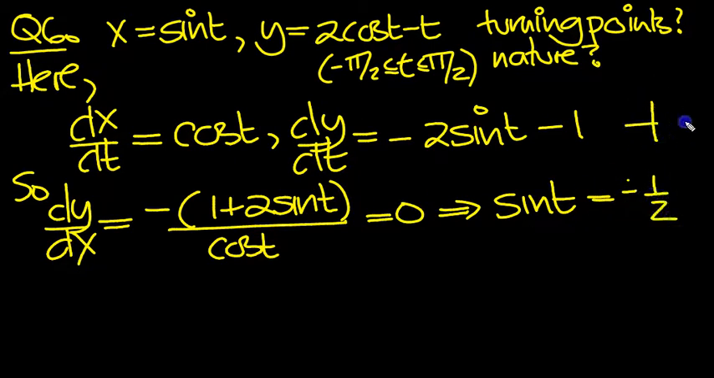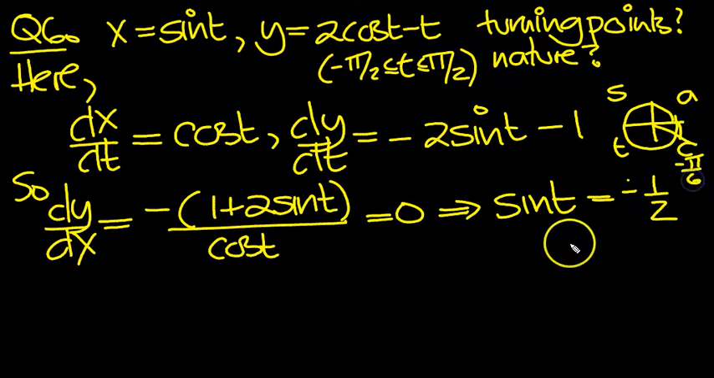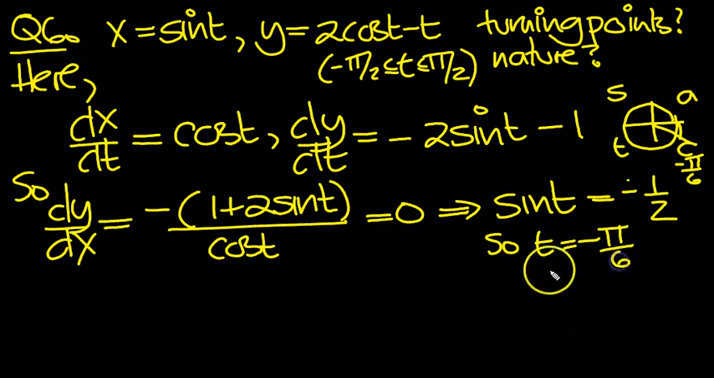If you remember the CAST diagram for the trig functions, to get the value of t, we're only interested in this side here from minus pi over 2 to pi over 2. Sine is negative in this quadrant, so the associated acute angle will be pi over 6. So the angle is going to be minus pi over 6. So t equals minus pi over 6, or minus 30 degrees.